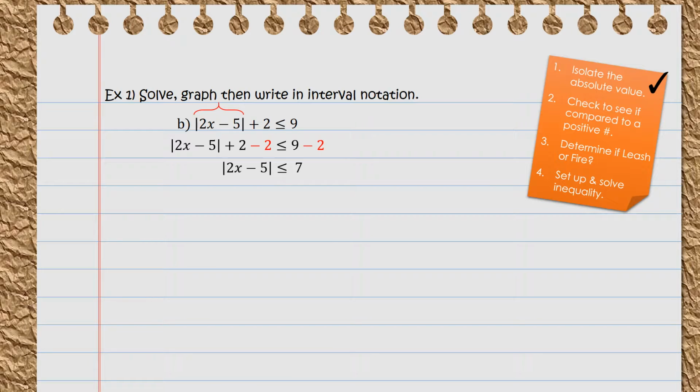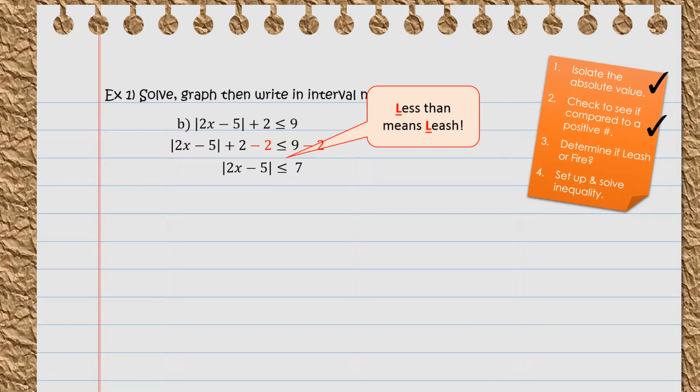Now we've done the first step. From here, we need to now compare it to see if it's compared to a positive number. Look at 7, and it is a positive number. Now we need to decide, is this a leash or a fire scenario? So check out the inequality. Because it is a less than, that means it is going to be a leash, which means I am stuck between two specific values.